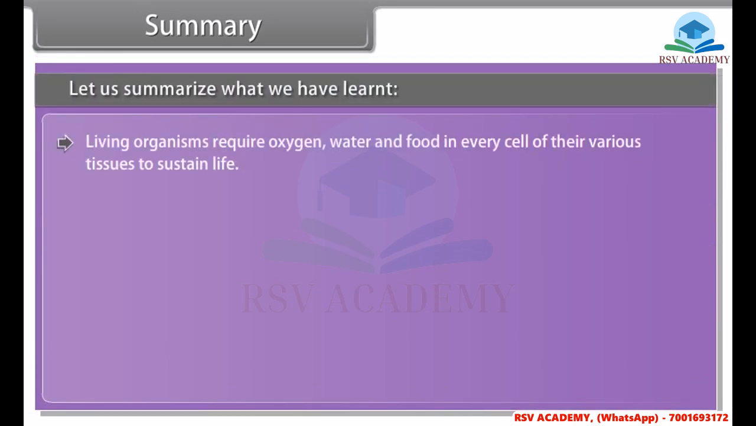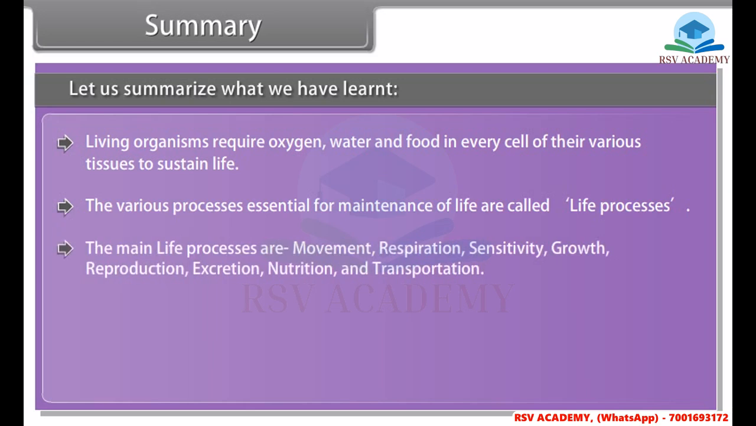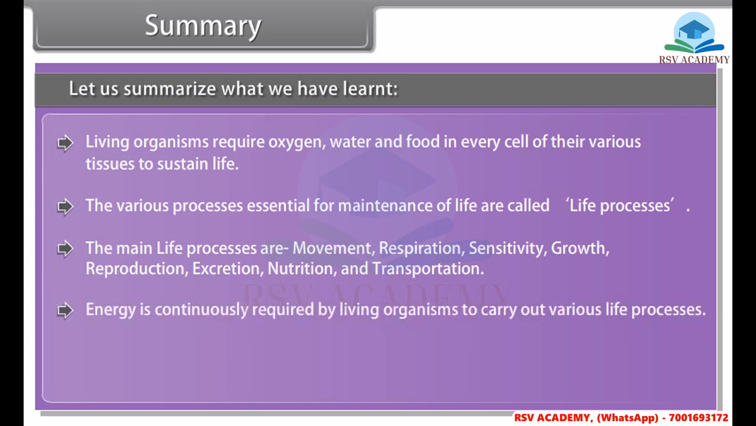Living organisms require oxygen, water, and food in every cell of their various tissues to sustain life. The various processes essential for maintenance of life are called life processes. The main life processes are movement, respiration, sensitivity, growth, reproduction, excretion, nutrition, and transportation. Energy is continuously required by living organisms to carry out various life processes.